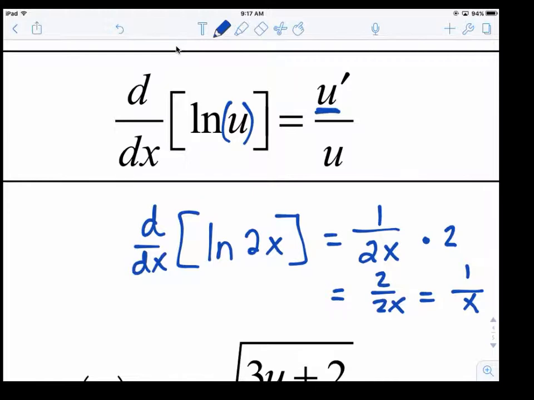A lot of times when you're taking the derivative of the ln, sometimes things will cancel out because you get the reciprocal, which is nice. But not all the time.